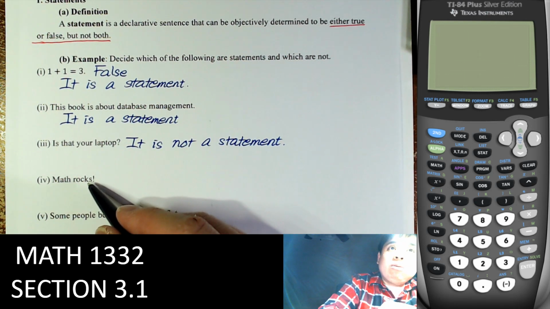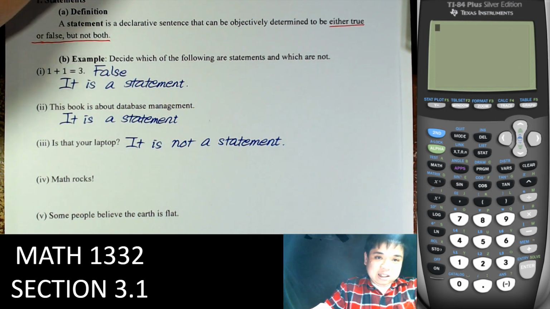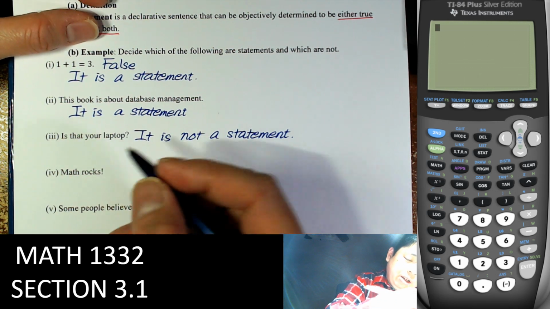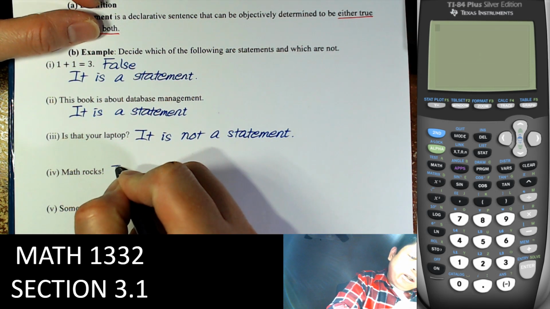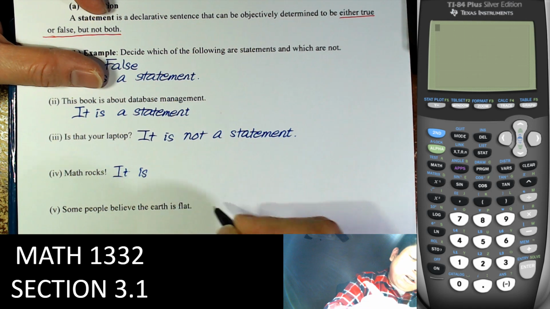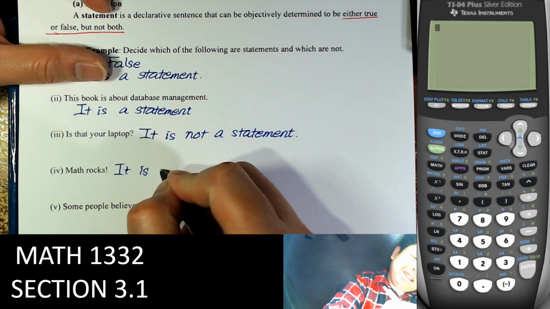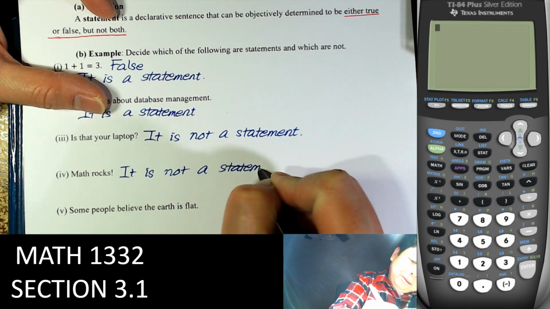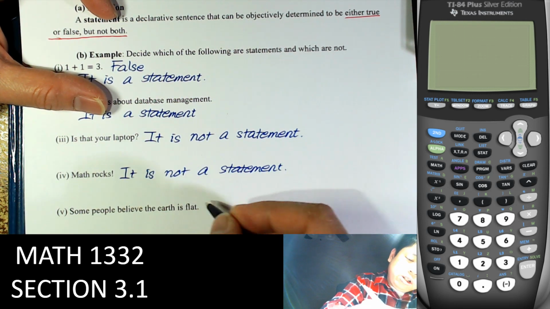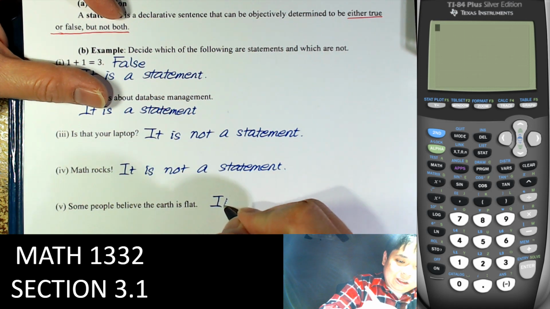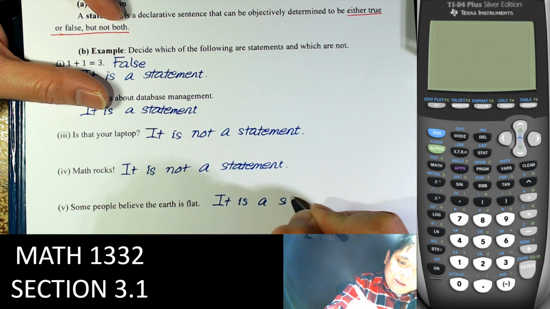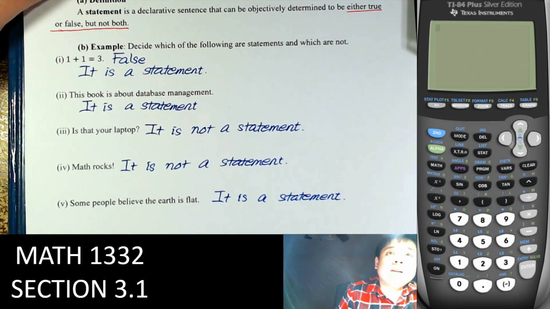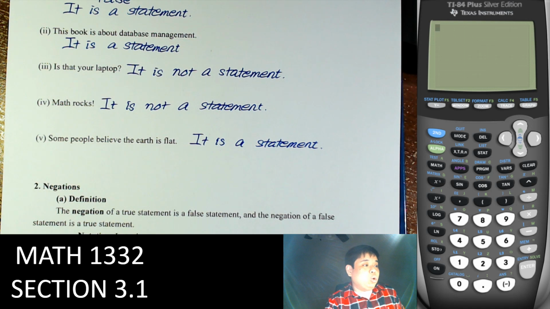Math rocks. Well, again, that is an opinion, so we cannot verify it. So, the bottom line after these examples is that a statement ends with a period. And so this one is. Right, so this is a statement, either true or false.